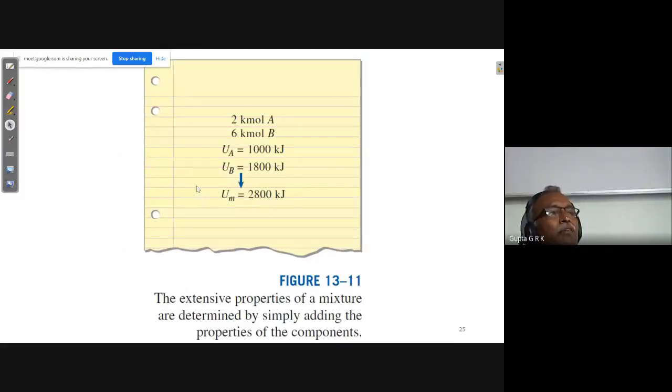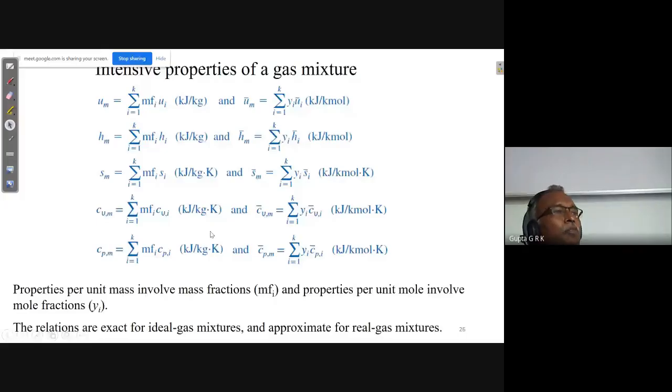Okay, it is like this. If I have 2 kilomole of A and 6 and suppose if I want intensive properties, because I want small um, small hm like that.